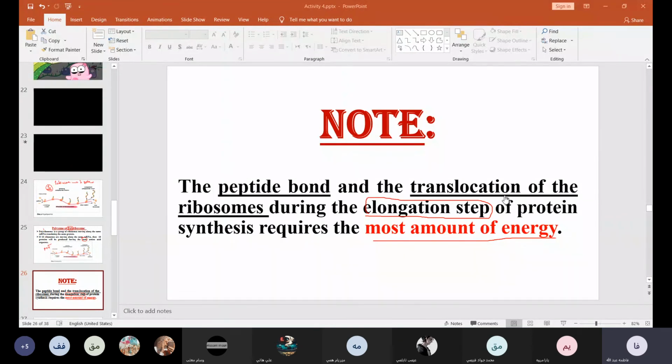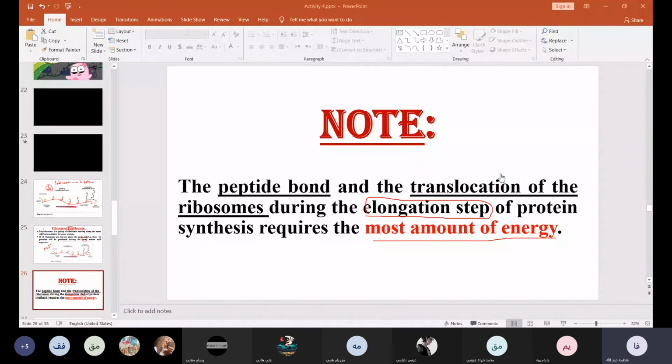The most amount of energy needed is in elongation, because in elongation we have the peptide bond and the translocation of the ribosome, formation of the peptide bond. The translocation of the ribosome, they need a lot of energy for them to occur.